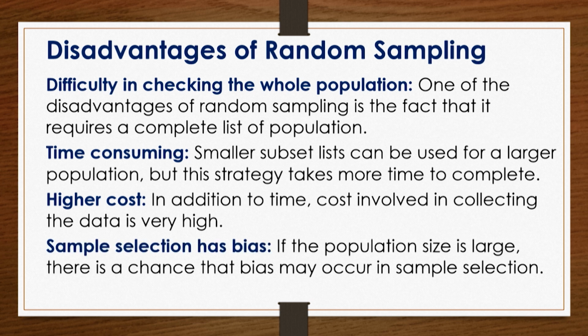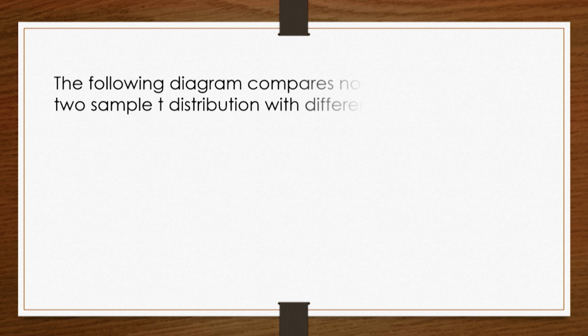And the last disadvantage of random sampling is that sample selection has bias. If the population size is large, there is a chance that bias may occur in sample selection.